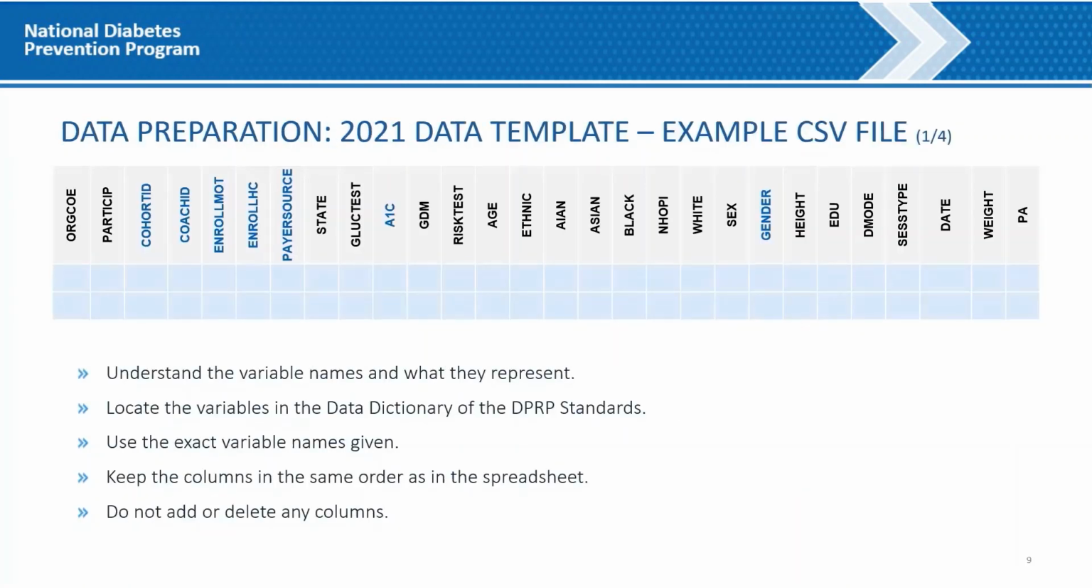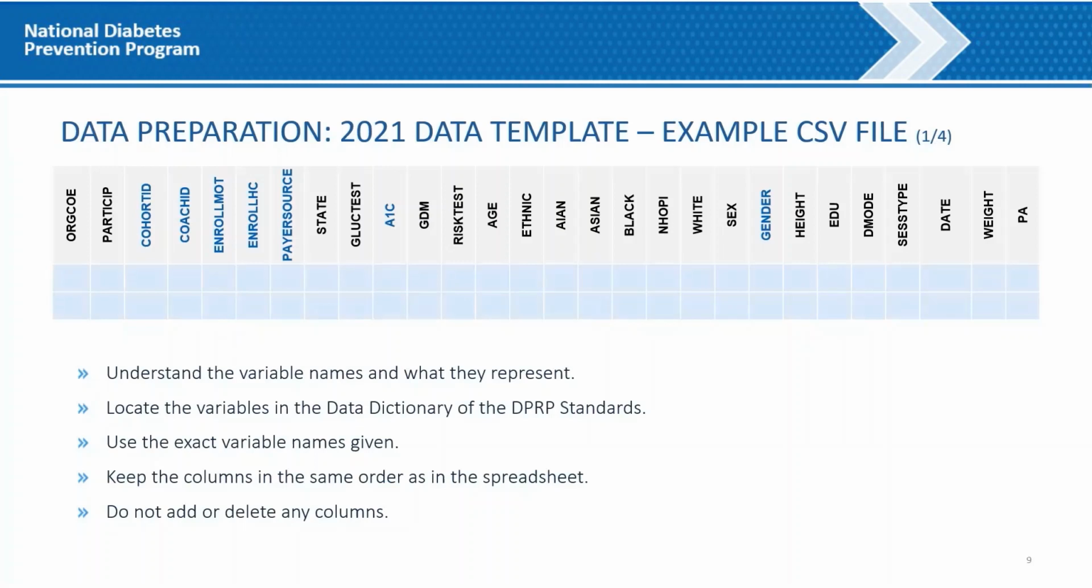Data Preparation: 2021 Data Template, Example CSV File, Part 1. Once an organization is granted DPRP pending recognition status, the organization will be sent the data entry spreadsheet template. As a result of the changes in data collection per the 2021 DPRP standards, changes have been made to the DPRP data template as well.